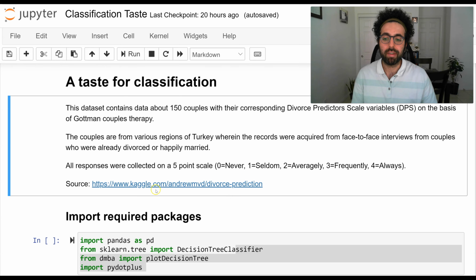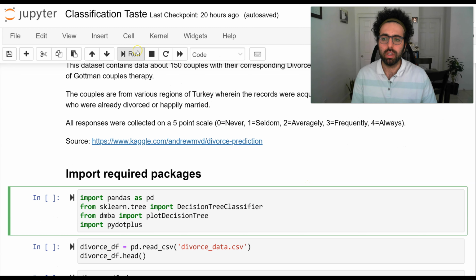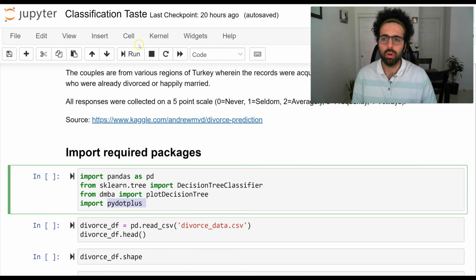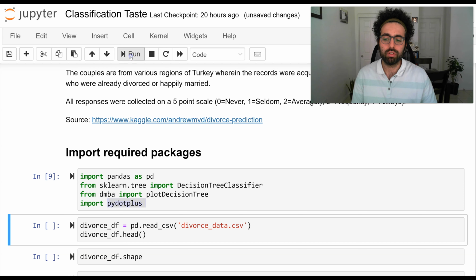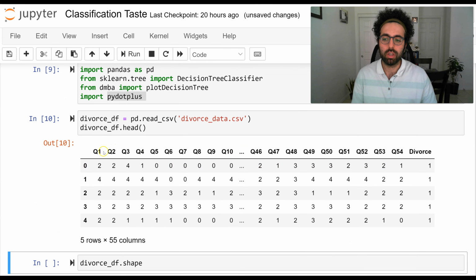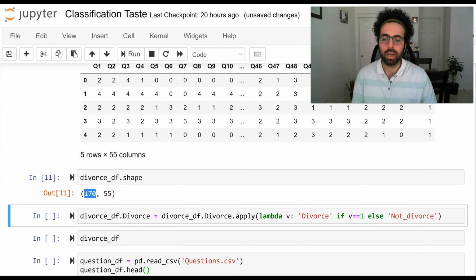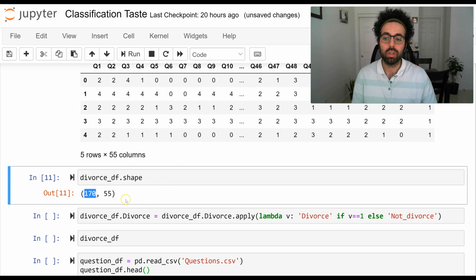I found the data set on kaggle.com. This is the link if you want to get to the source of the data. We're going to need some packages to work with the data, so I import these modules, and then this is my data. I'm reading it with pandas. You can see you have 54 questions and one label, divorce or not. The shape of our data is 170, so we have 170 couples, and we have 54 questions and one label.